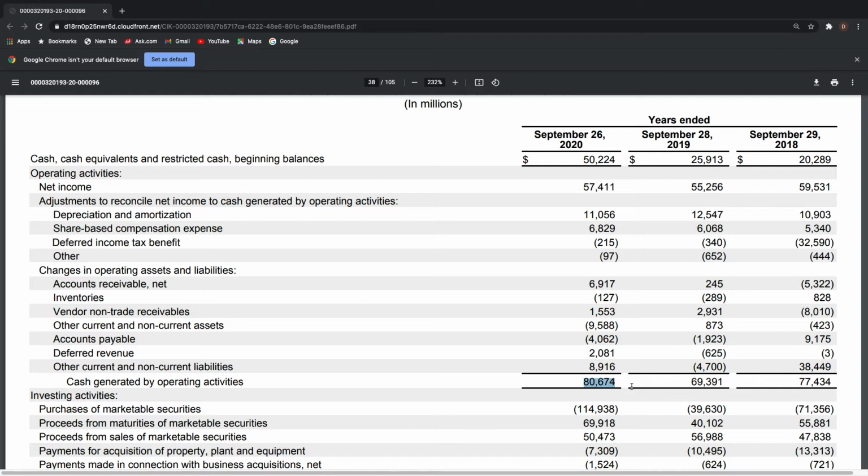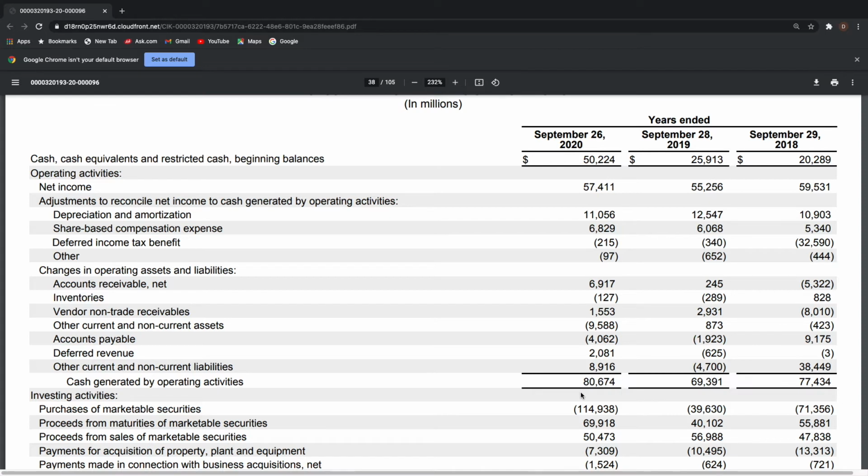So at the bottom we can see we've got $80 billion, which is cash generated by the operating activities. And this is a really good number because it's also more than the net income amount. And it's really important that we have a positive number here because it's from this cash flow from operations, the running of our normal business, where we want to see all the funds and cash to reinvest back into the business.